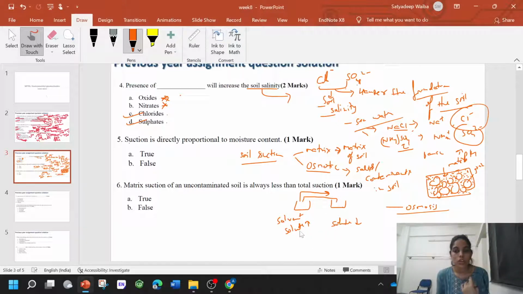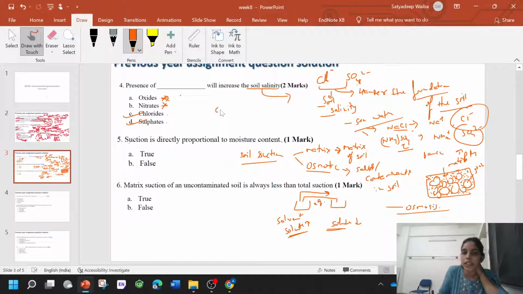So if there are two different media with different concentrations of solute or salt, there will be a movement of this salt or solute from one geomaterial or media to another until it reaches equilibrium. Once it reaches equilibrium, there will be no further movement, and that is the principle of osmosis. Osmotic suction works on the same principle. Now the question says that suction is directly proportional to moisture content. So sir discussed two different things.